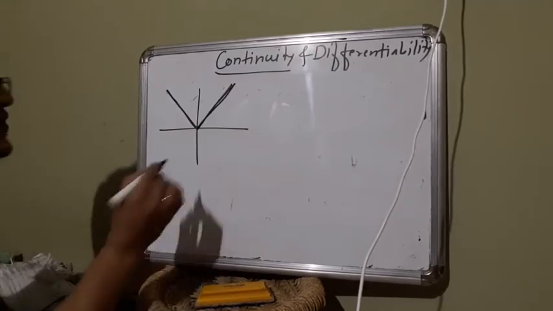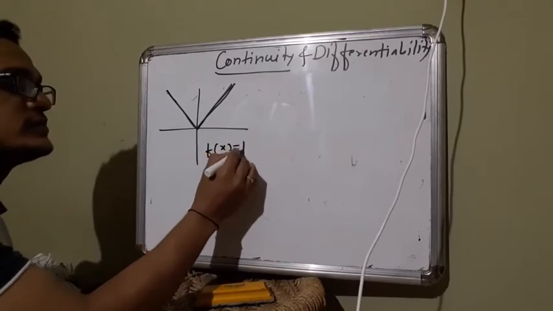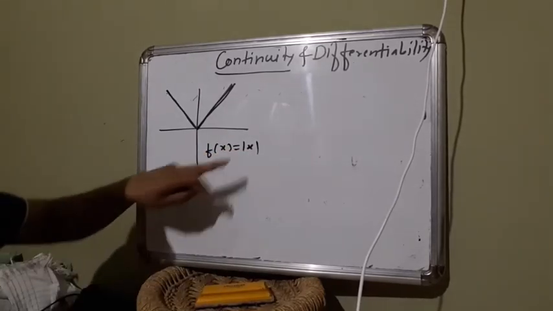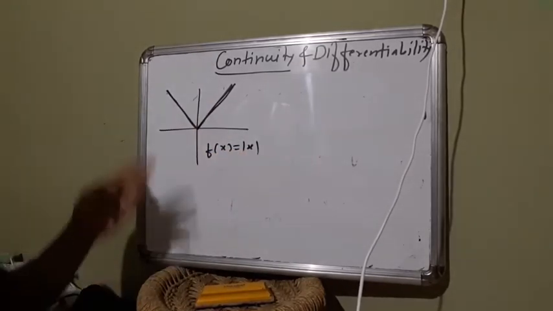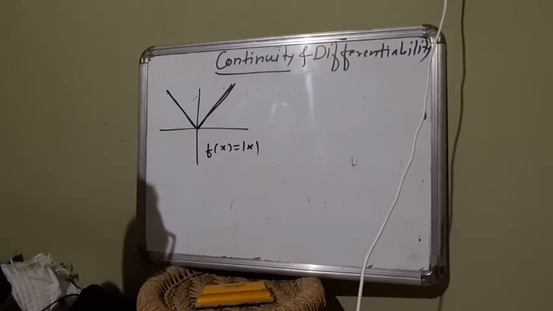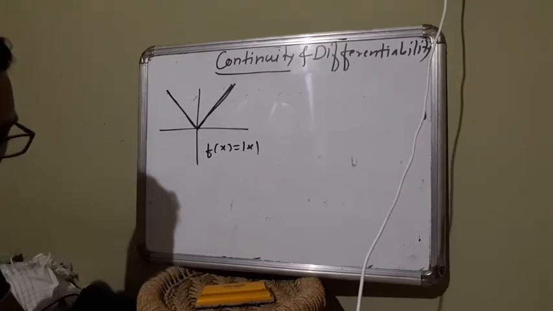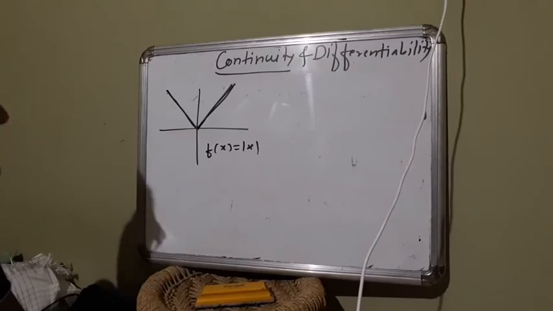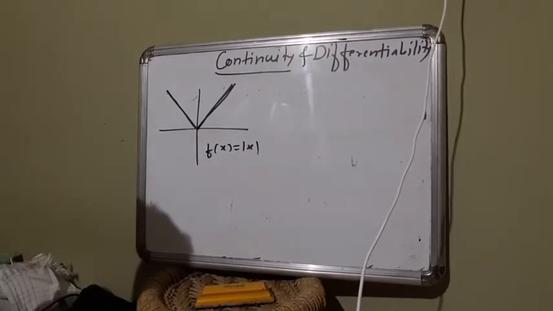So this is the graph of which function? f of x is equal to mod x. So this is the graph of the mod x function. Therefore this graph is continuous. It means that mod x is a continuous function.